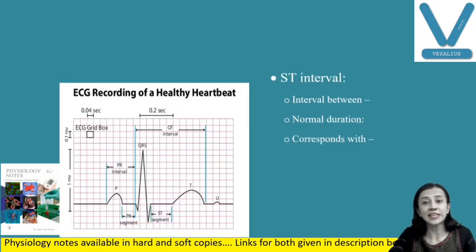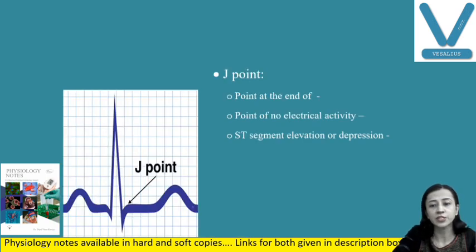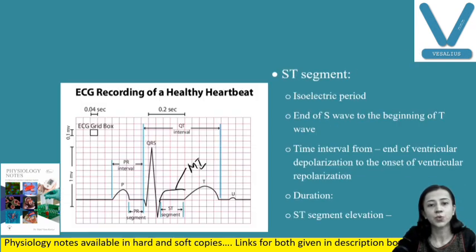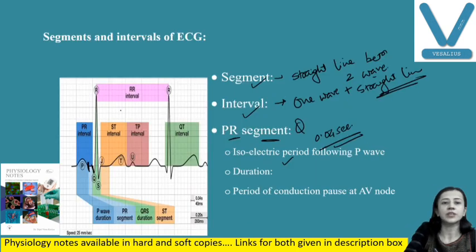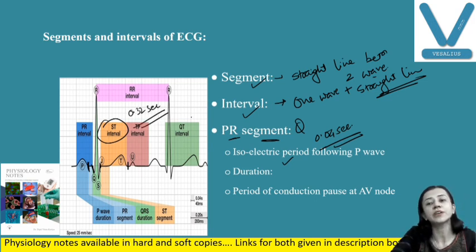Okay, next is your ST interval. This is different from the ST segment. ST segment is here, end of S wave to the beginning of T wave, and ST interval is the interval between the end of S wave to the end of T wave. This one, I think this is not shown in this diagram. Just a minute, I'll show you. Here you can see this is the ST interval, end of S wave to end of T wave. Okay. Normal duration is 0.32 seconds. And it corresponds with ventricular repolarization.